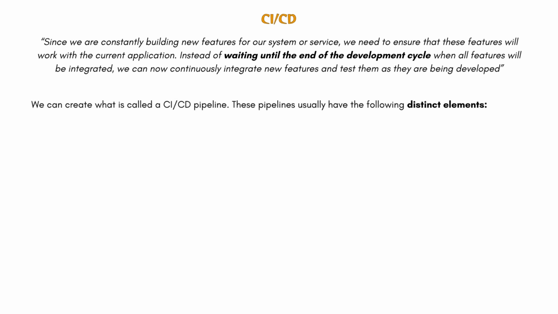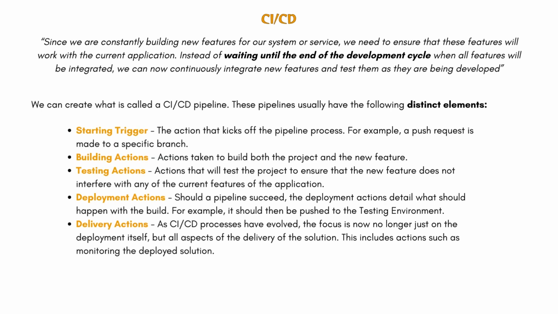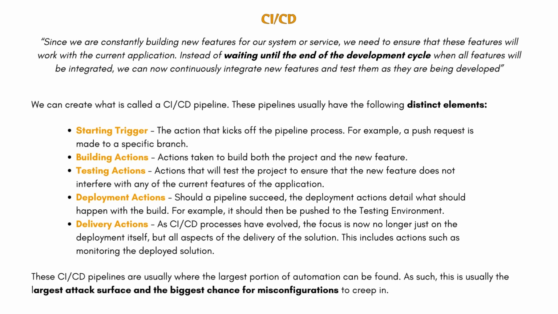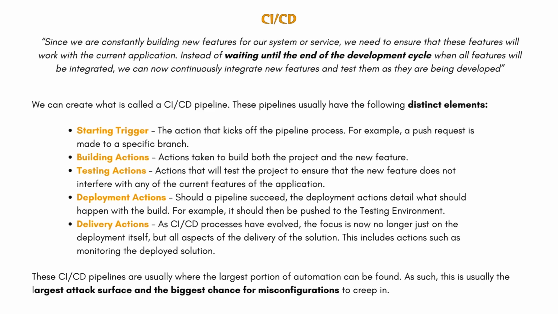These pipelines usually have the following distinct elements: starting trigger, building actions, testing actions, deployment actions, delivery actions. These CI/CD pipelines are usually where the largest portion of automation can be found. As such, this is usually the largest attack surface and the biggest chance for misconfigurations to creep in.